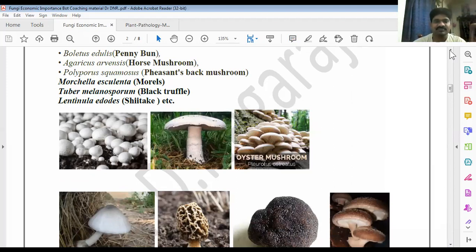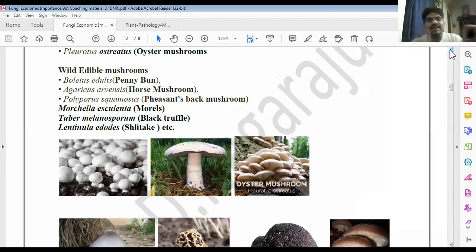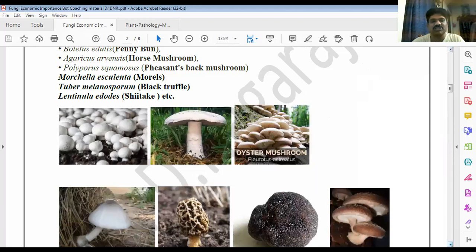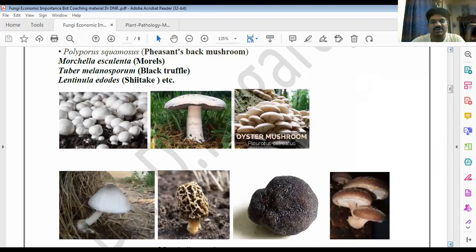Okay. What are the wild edible mushrooms? The Boletus, and you know Agaricus arvensis, polyporous mushrooms, Polyporus squamosus, and Morchella. Morchella esculentum.